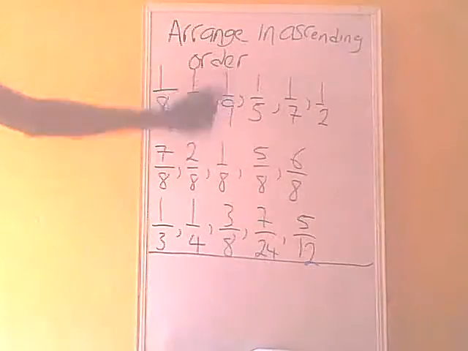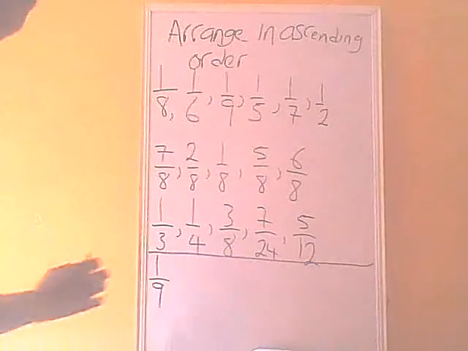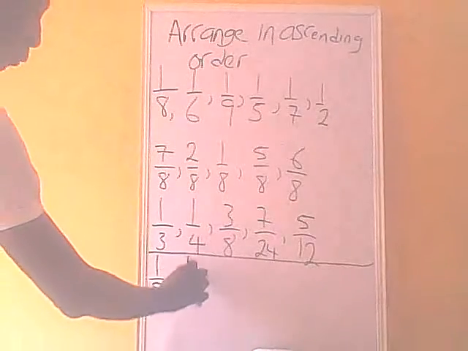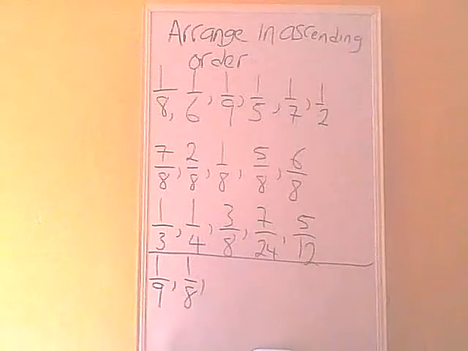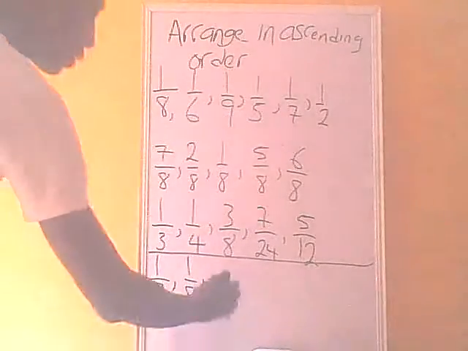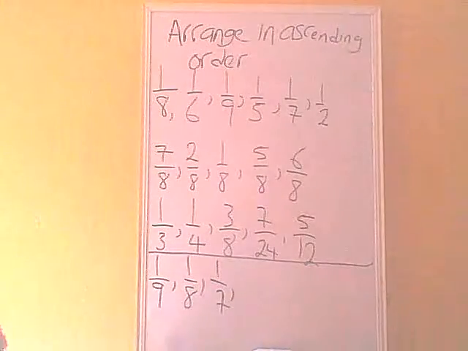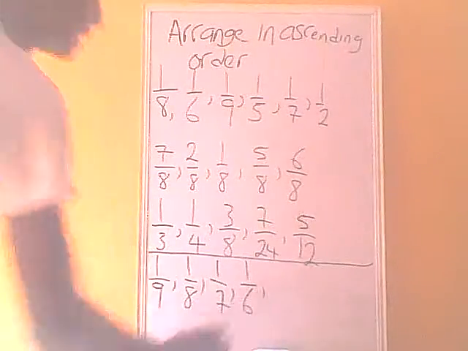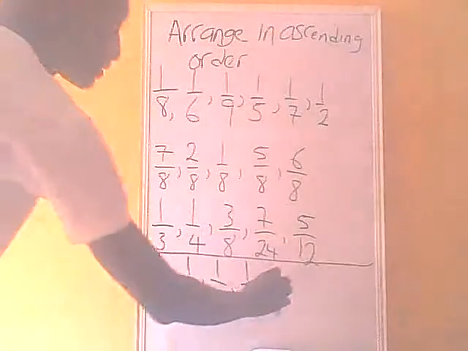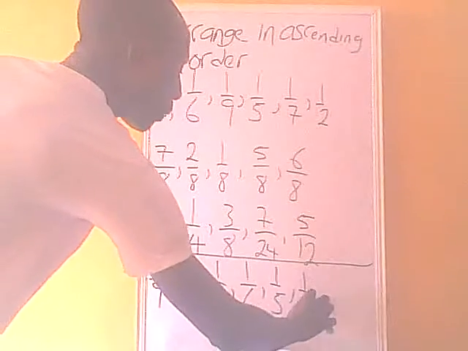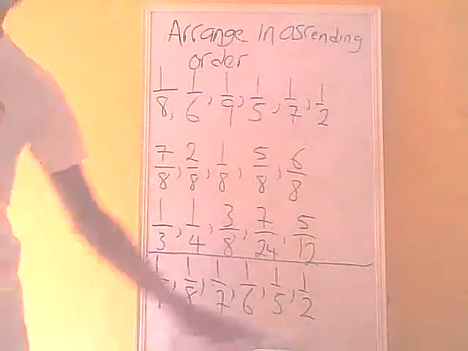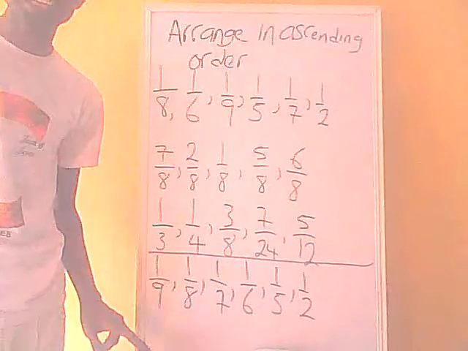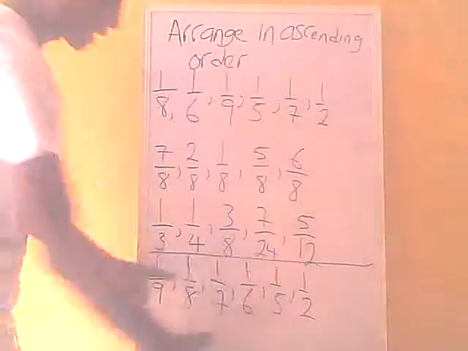So what do we have? 1 over 9 is the smallest fraction, followed by 1 over 8, the next, followed by 1 over 7, then 1 over 6, then 1 over 5. Then 1 over 2 is the biggest fraction. So this fraction has been arranged in ascending order. That is how to arrange in ascending order.